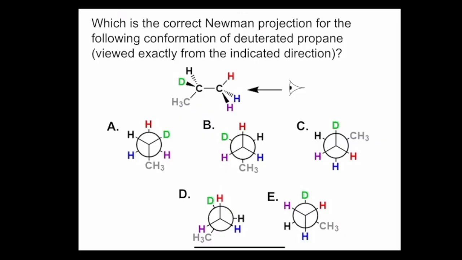Let's say you have this molecule. Here's my creepy eye. That's the direction I'm looking at it. Which one of these structures is the correct one? Now, one note. What is D? You notice on the front carbon, we have hydrogen, hydrogen, hydrogen, different colors. Back carbon, we've got this green D. What is D?